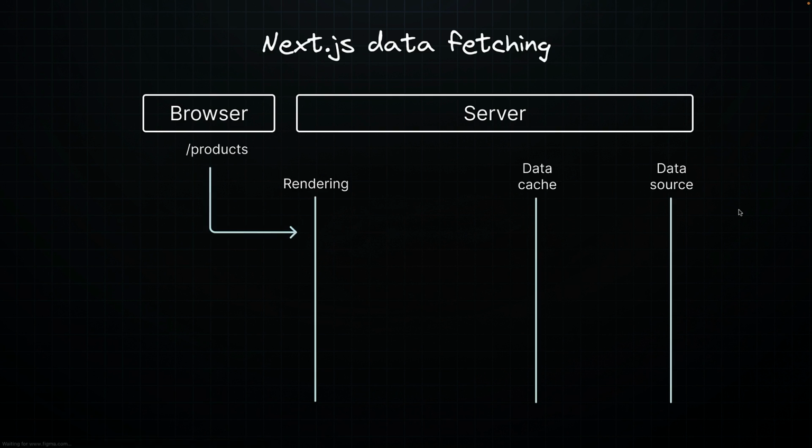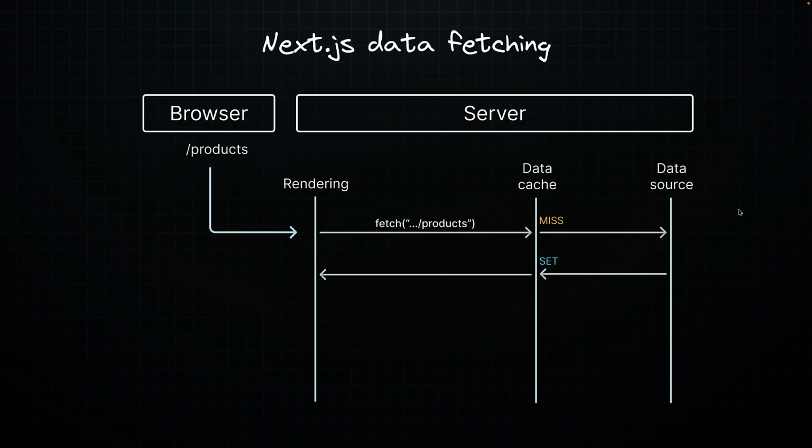The first time a fetch request is made during rendering, Next.js checks the data cache for a cached response. If a cached response is found, it is returned immediately. If a cached response is not found, the request is made to the data source, which is JSON server in our case, and the result is stored in the data cache. For subsequent fetch requests with the same URL and options, the cached value is returned, bypassing the need to contact the data source. Let's switch back to VS Code and understand this visualization using JSON server as our data source.